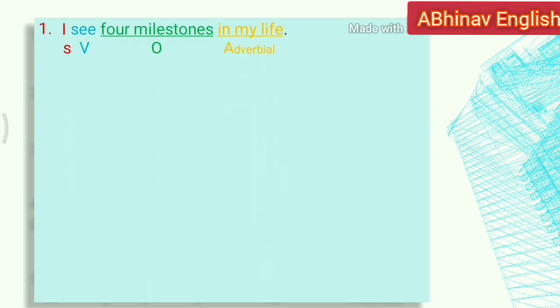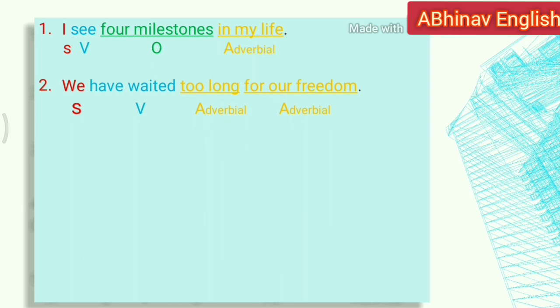Now just observe these sentences with different types of constructions. I see 4 milestones in my life. I is subject, see is verb, 4 milestones is object, and in my life is the adverbial part. In the second sentence, we have waited too long for our freedom. First, we is subject, have waited is verb, too long is an adverbial part, and another adverbial part is for our freedom.